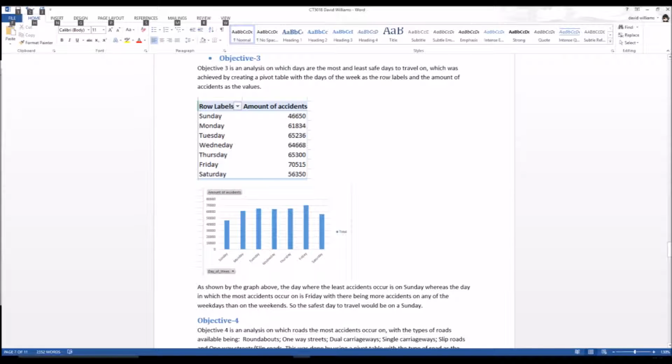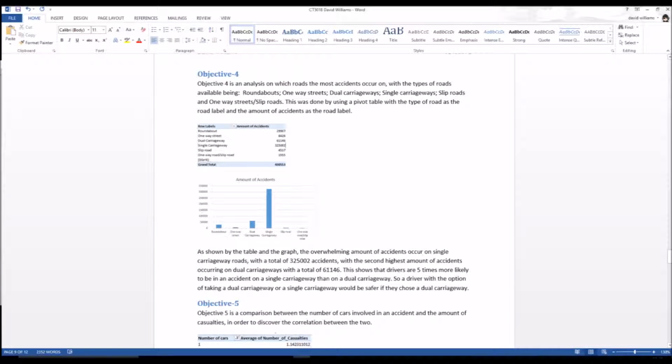Objective 4 was an analysis on which roads the accidents occur the most on. This was done by creating a pivot table, including the types of roads and the amount of accidents which occurred on each of them. And the analysis showed that vastly more accidents occurred on single carriageway roads compared with dual carriageway roads, roundabouts, or any other type of road, with 325,000 accidents occurring on single carriageway roads, compared with 61,000 which occur on dual carriageway roads. This shows that someone would be safer taking a dual carriageway instead of a single carriageway road.